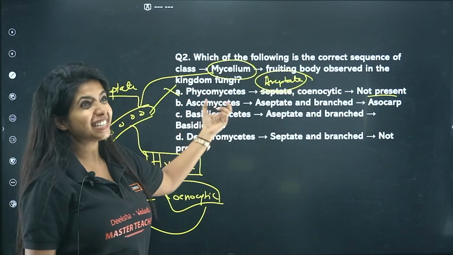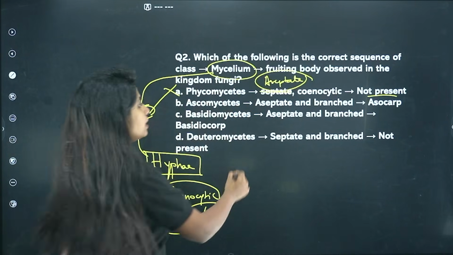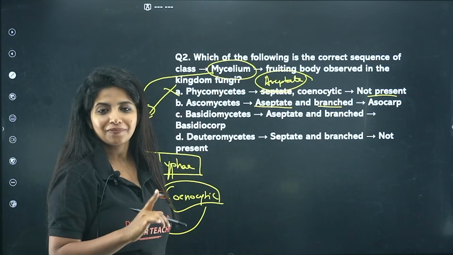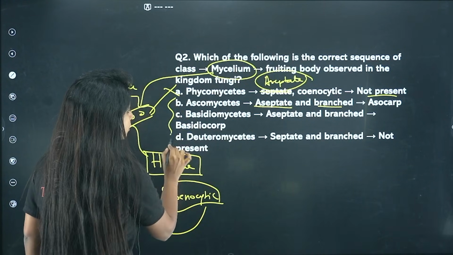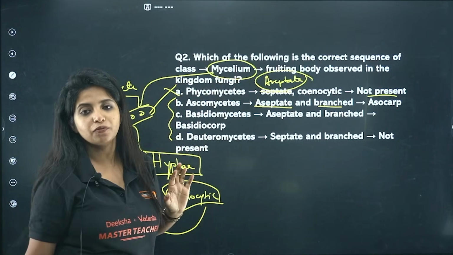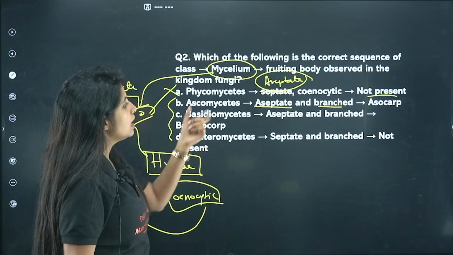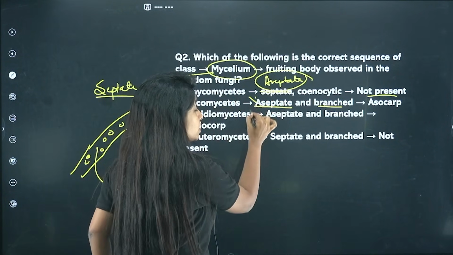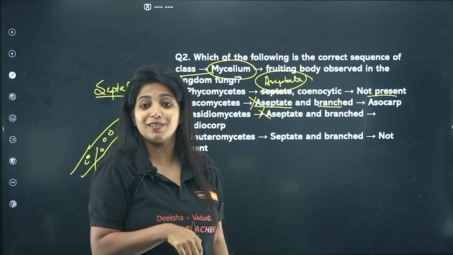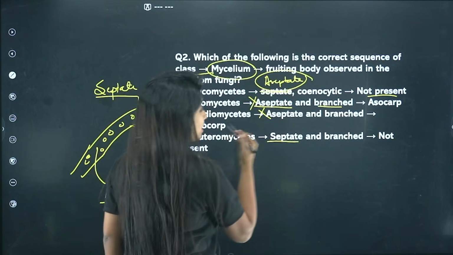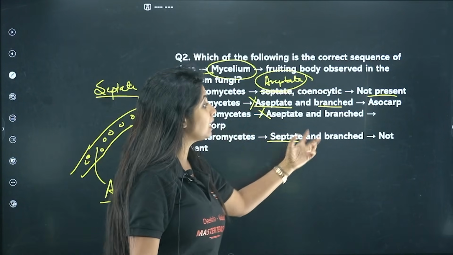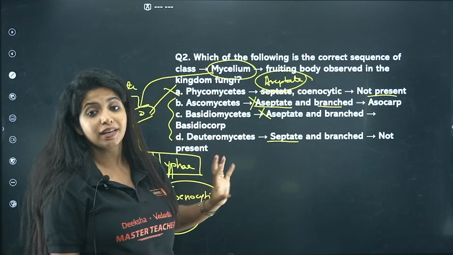Ascomycetes. Here you have aseptate condition and branch. Listen to me carefully. The 3 of them that you see over here, all of them are septate. Only one was aseptate, and that was Phycomycetes. So over here aseptate is given, so this is wrong because this is actually septate. Here also aseptate is given, that is also wrong because that is also actually septate. And over here only septate is given, so that could be correct. So Deuteromycetes, my dear children, they are septate and branch and the fruiting body is not present.